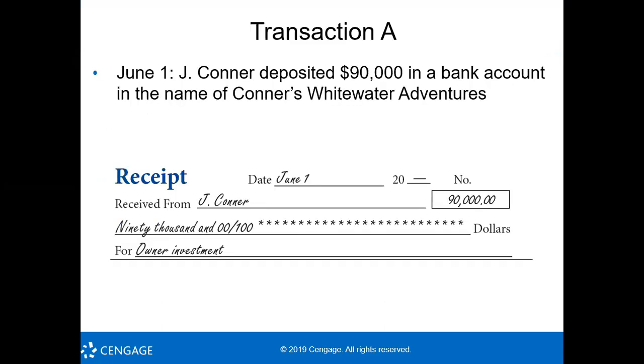So here's our first transaction that we're going to look at. Again, this is a transaction that we looked at in chapter 1 when we looked at how this transaction would impact the accounting equation. And then we looked at this in chapter 2, how this transaction would be recorded in the T accounts. And so now we're going to add the journal entry to that. This one says, on June 1, Jay Conner deposited $90,000 in a bank account in the name of Conner's Whitewater Adventures. So here's our deposit receipt. That would be the source document for this transaction.